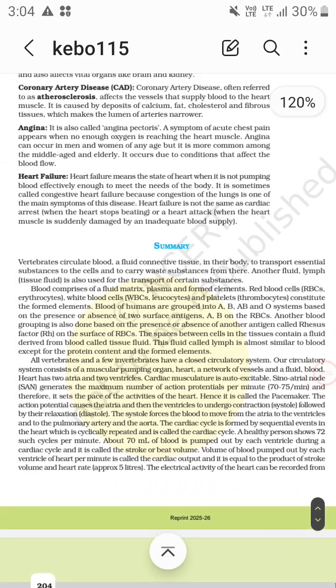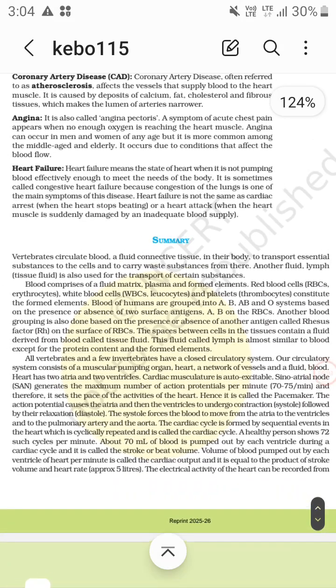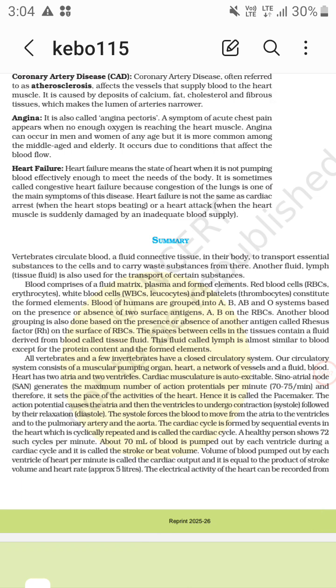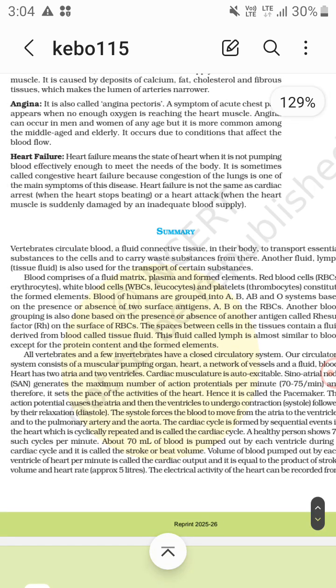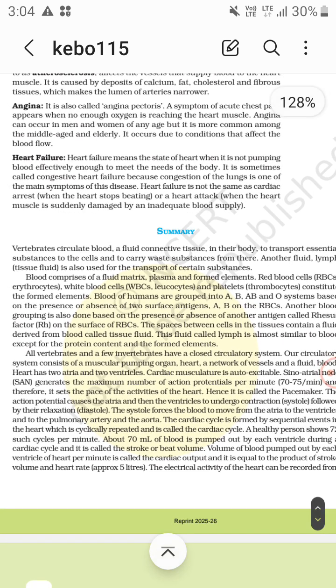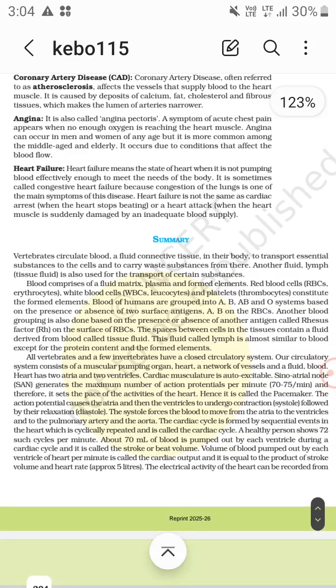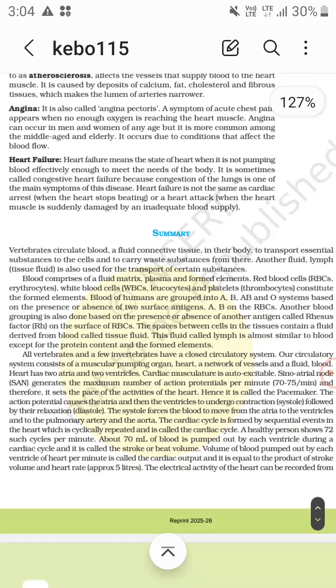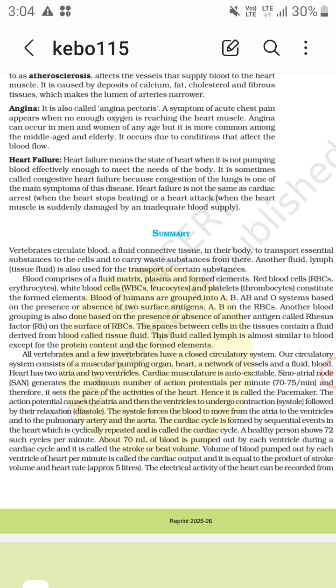So the summary of body fluid and circulation, body fluid and blood circulation. Vertebrates circulate blood, a fluid connective tissue in their body, to transport essential substances to the cells and to carry waste substances from there. So this is what blood does. It is a fluid connective tissue. It is specialized connective tissue, right?